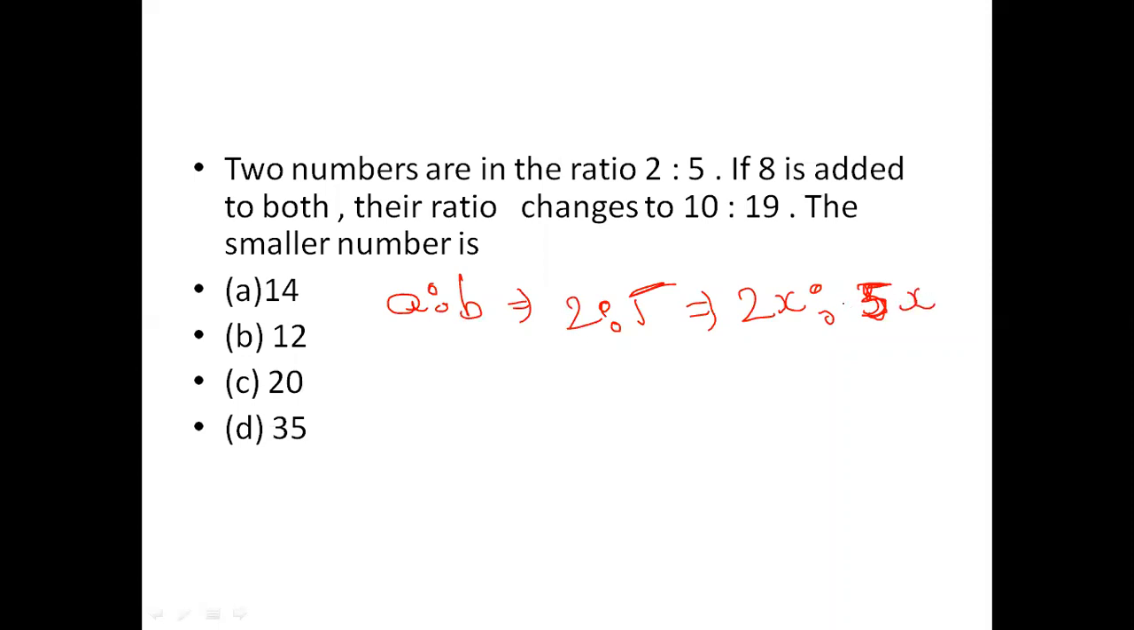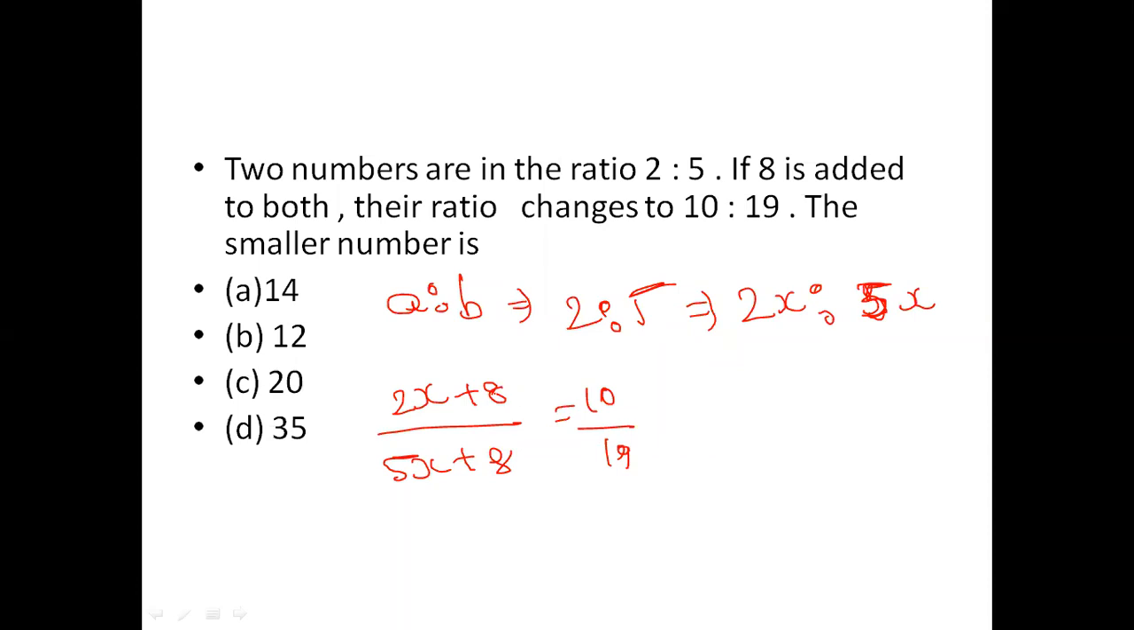Now, if 8 is added to both, what does it mean by both? Both is nothing but numerator and denominator. If 8 is added to both means 2x plus 8 divided by 5x plus 8. Then the ratio is changing to 10 divided by 19. So the smaller number is.